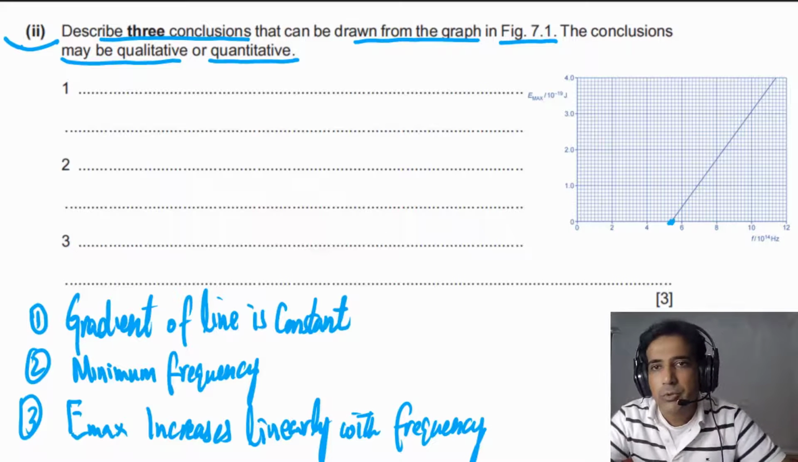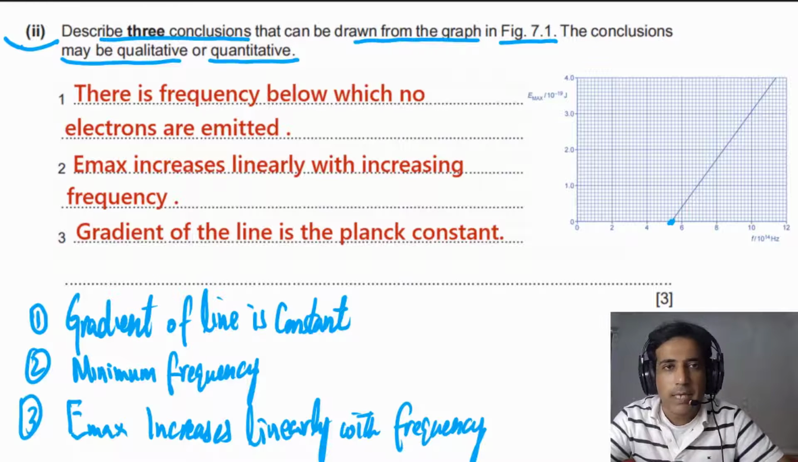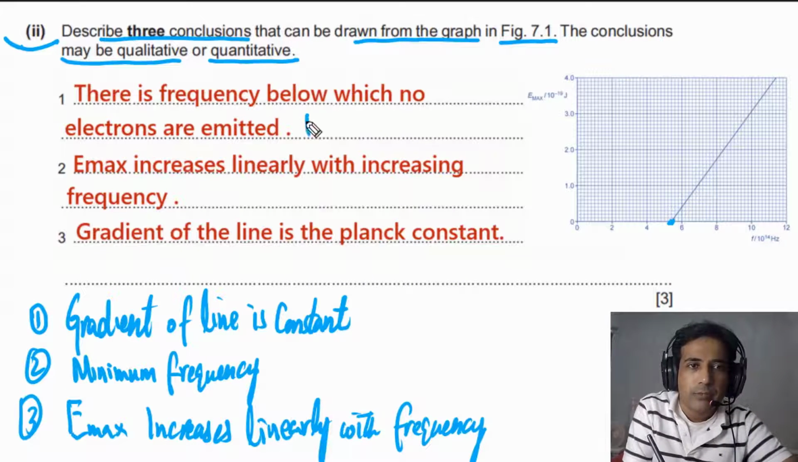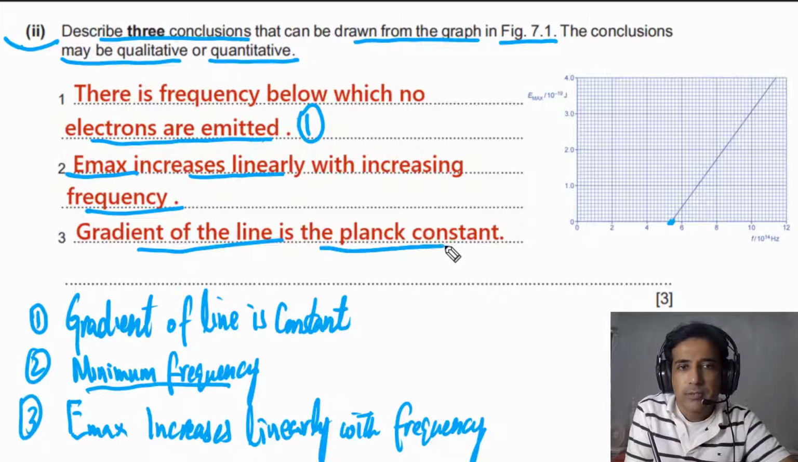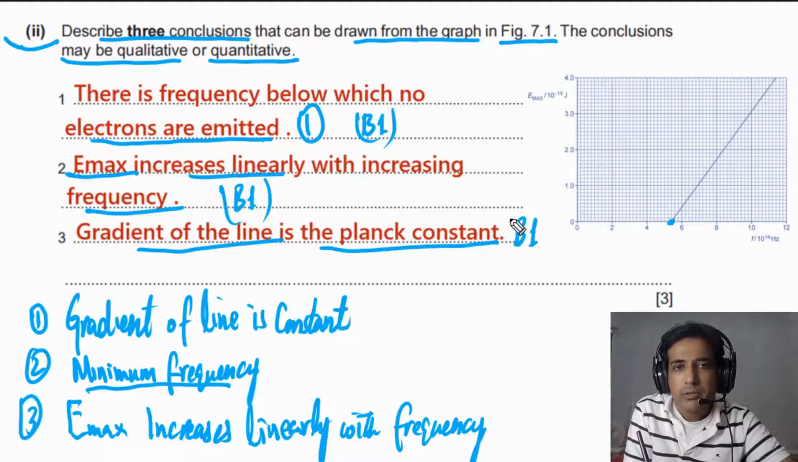Now let me show you how you can write down your answer. In your answer, you can mention the first point. There is frequency below which no electrons are emitted, means there is a minimum frequency required. Then second, you can say Emax increases linearly with increasing frequency, and gradient of the line is constant, and that is equal to Planck's constant. And this question has 3 marks, so you will get 1 B mark here, and the second B mark, and you will get third B mark.